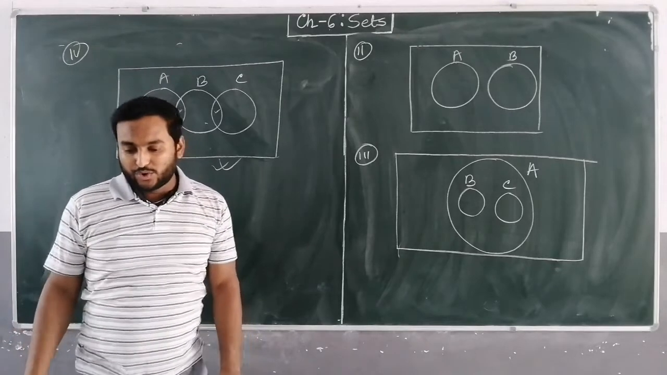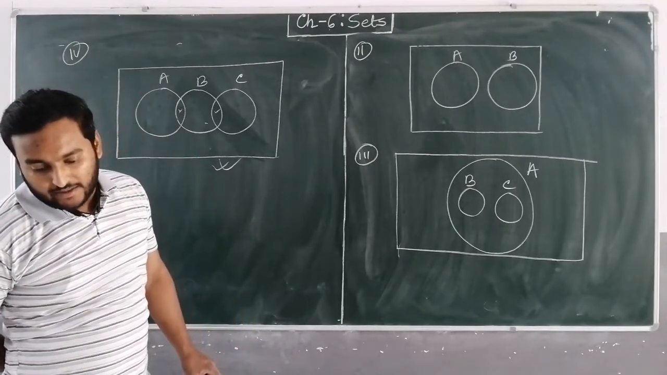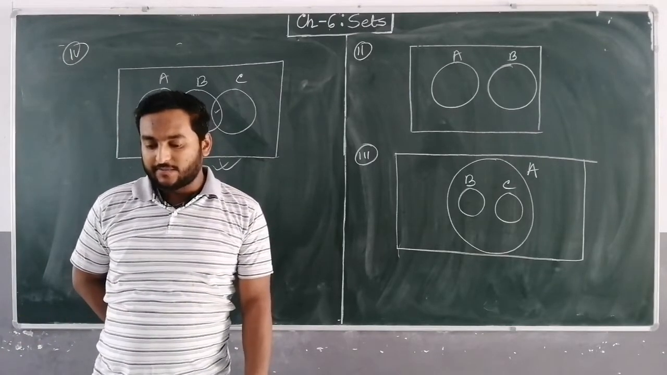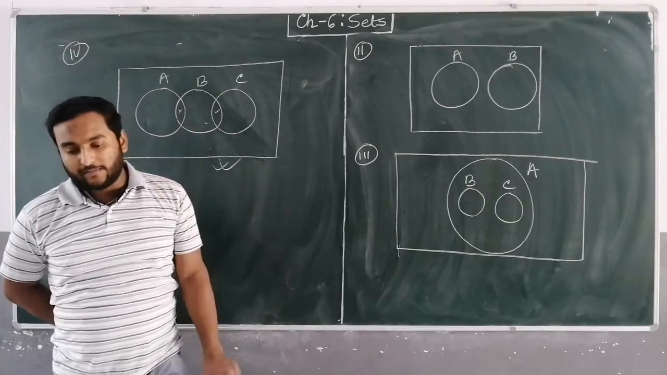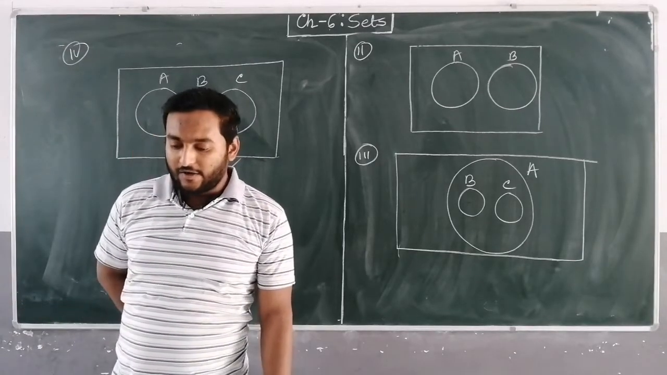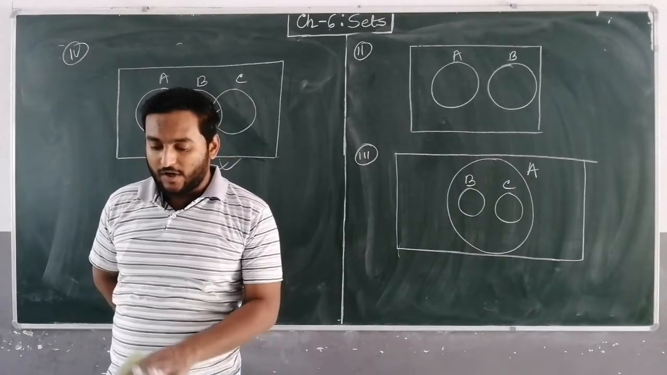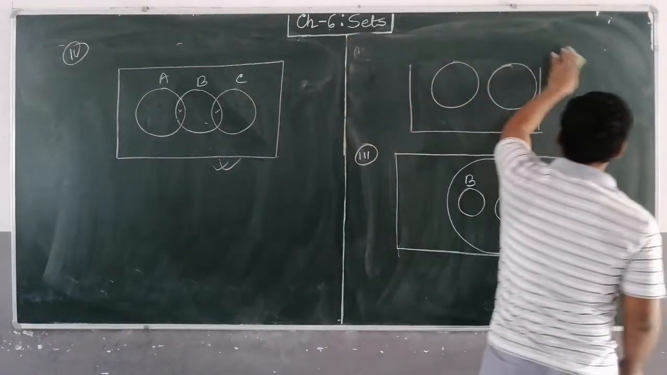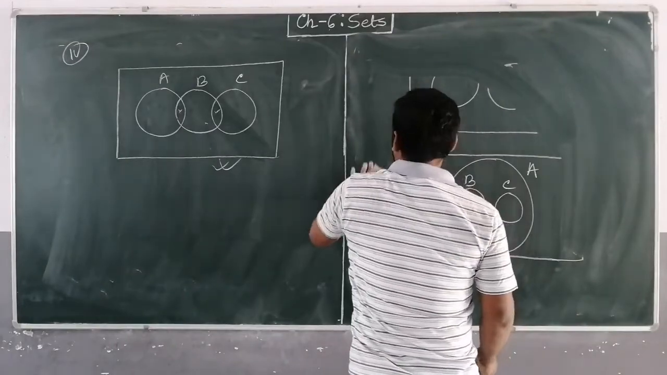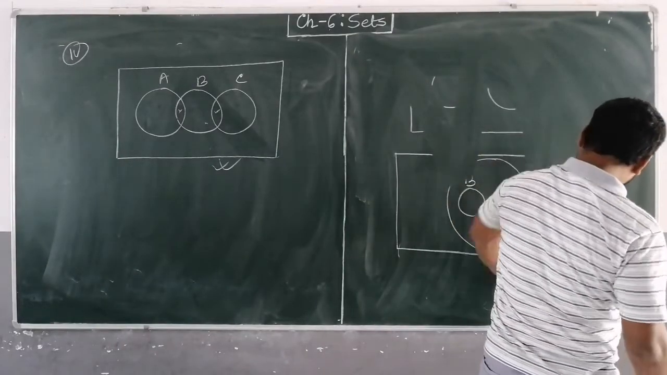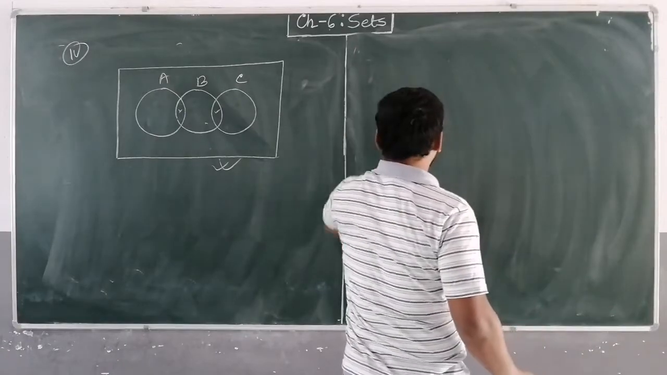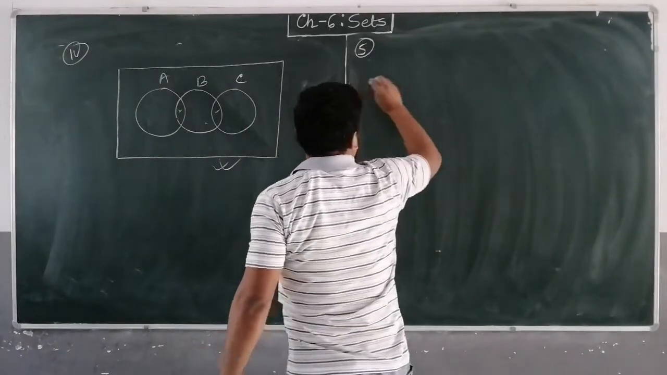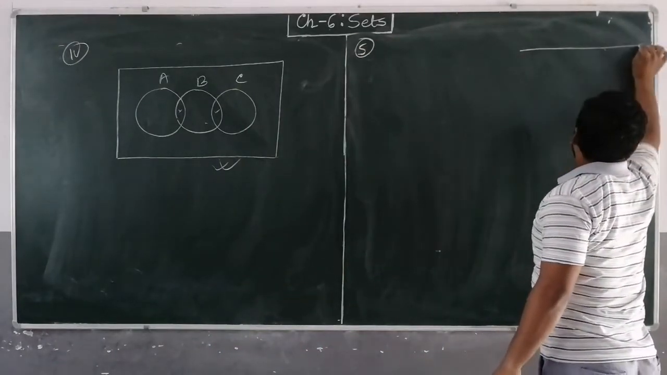Now come to question number 5. Using Venn diagram for two sets A and B, prove that cardinality of A union B is equal to cardinality of A minus B plus cardinality of B minus A plus cardinality of A intersection B. Okay. By Venn diagram you have to show. Question number 5. So this is the Venn diagram. Draw the Venn diagram first.